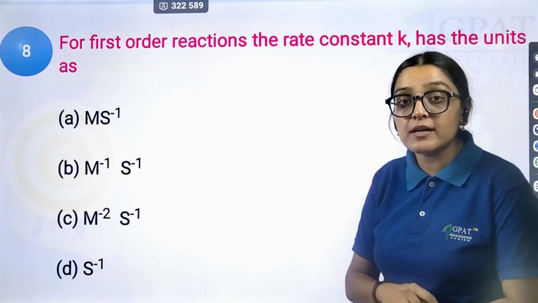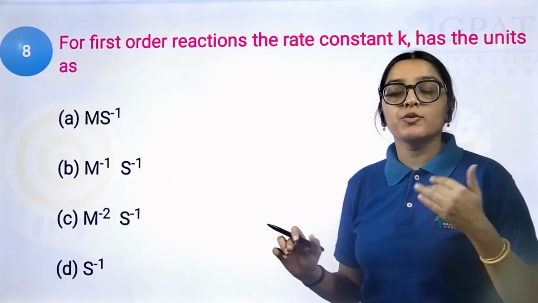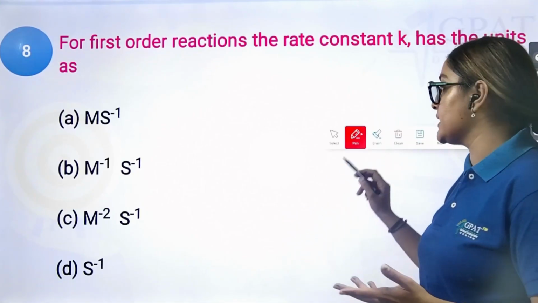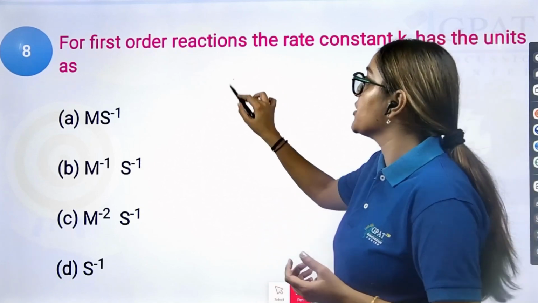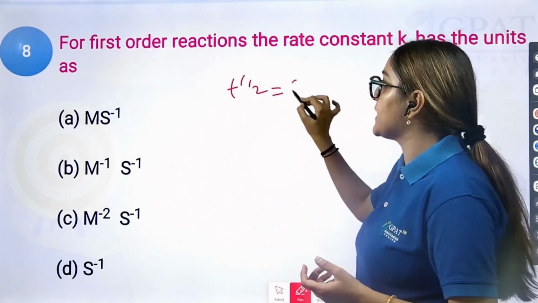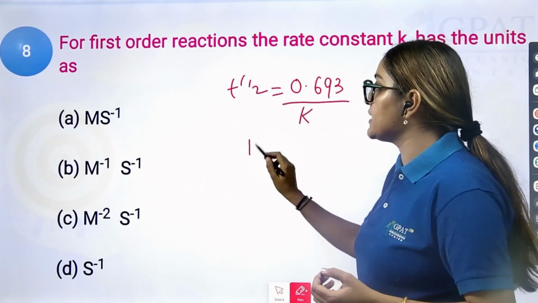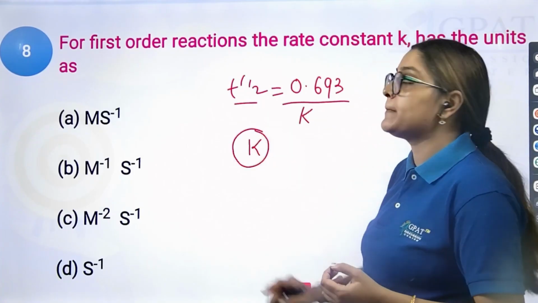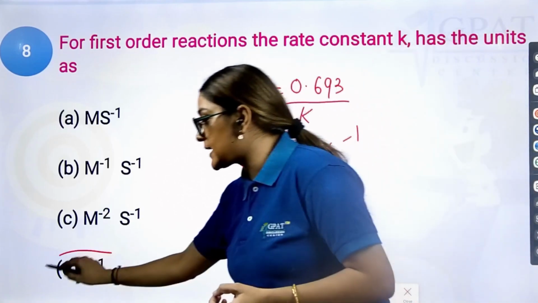Next: for the first order, the rate constant has unit. I have already told you, you can calculate the unit directly using the rate equation, memorize it, or even use the half-life. For the first order we had the half-life of 0.693 upon K. So for K we have only one parameter, but in inverse, so it will be nothing but second inverse.